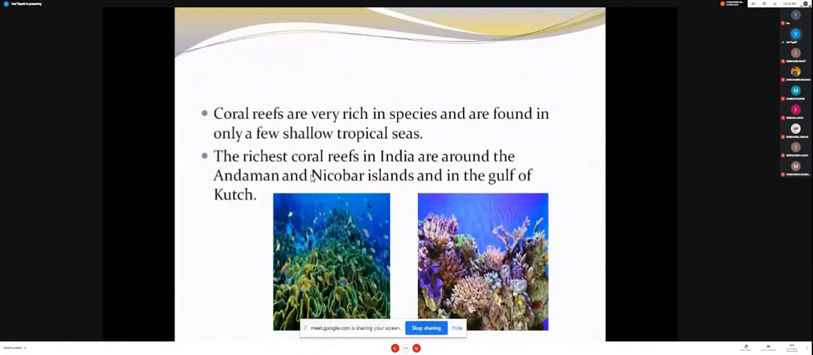So coral reefs are the second most biodiverse ecosystems, and they are rich in the number of species that are dependent upon these coral reefs. They are found in shallow tropical regions of the aquatic ecosystems. The richest coral reefs are found in Andaman and Nicobar Island and also in the Gulf of Kutch.